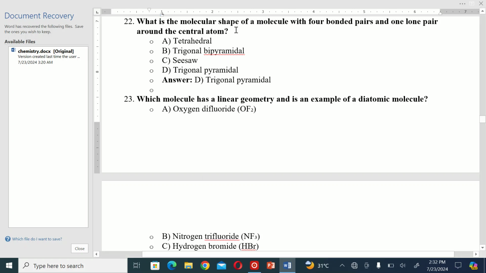What is the molecular shape of a molecule with four bonded pairs and no lone pair around the central atom? A. Tetrahedral. B. Trigonal bipyramidal. C. Seesaw. D. Trigonal pyramidal. So the correct option is B.